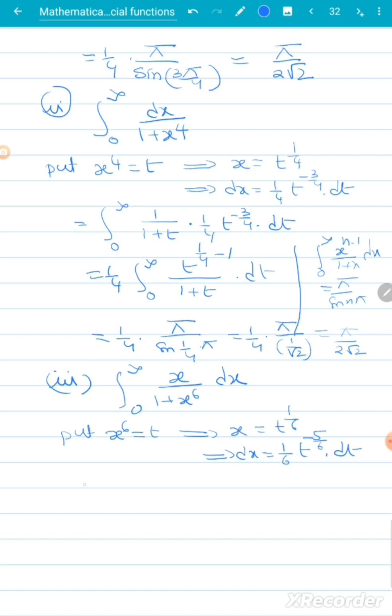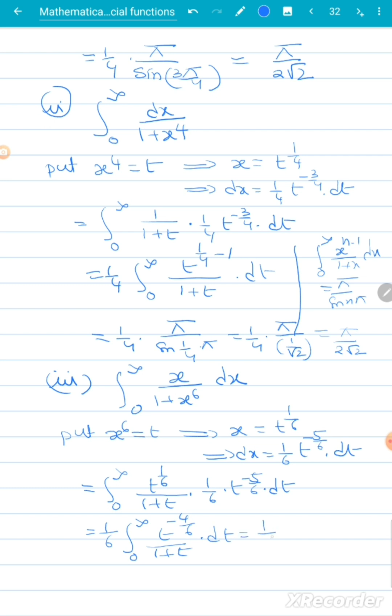So this is equal to integration 0 to infinity, where x value is t to the power of 1 by 6, by 1 plus t, into 1 by 6 into t to the power of minus 5 by 6, into dt. So this is equal to 1 by 6 into integration 0 to infinity of t to the power of minus 4 by 6 by 1 plus t dt.